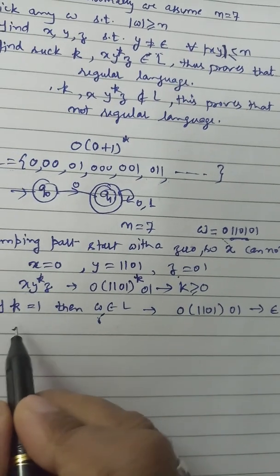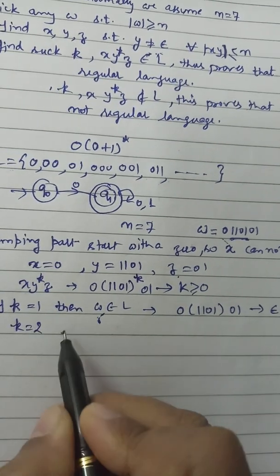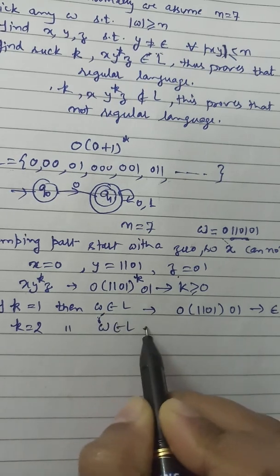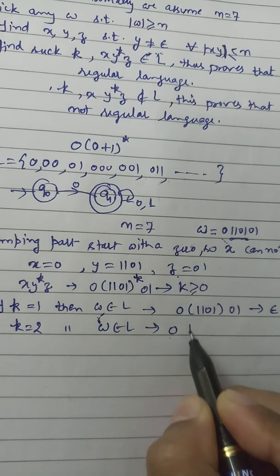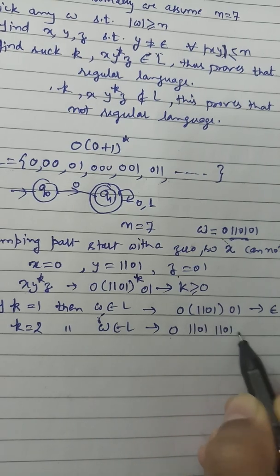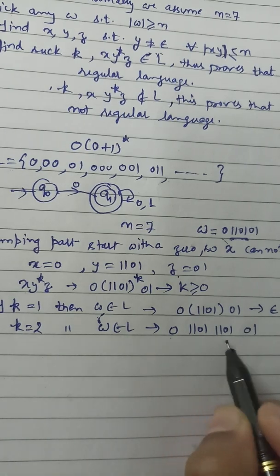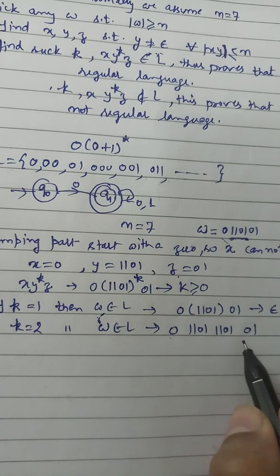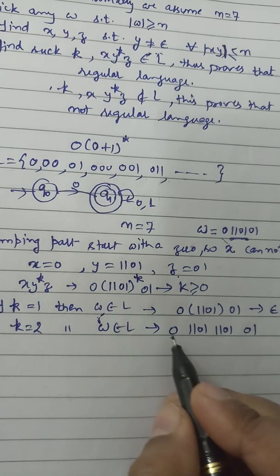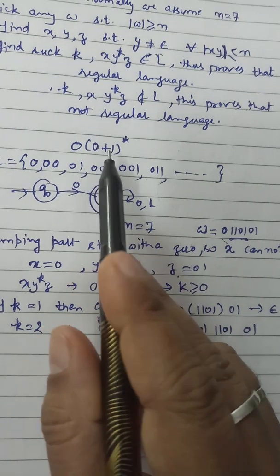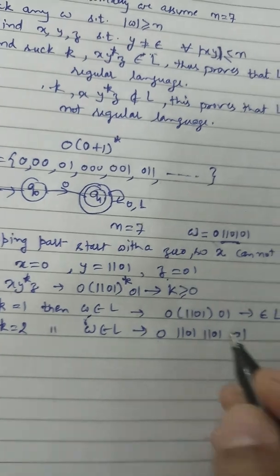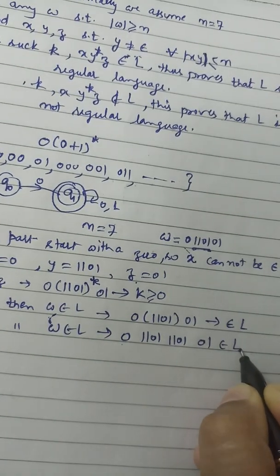And if we take k equal to 2, then does omega belong to that language or not? Let's check. Then what will the string be? 0, then 1101 twice, that is y to the power k with k equal to 2, and 01, that is z. Obviously this also belongs to L, because the start will be 0 and the rest can be anything, because it is 0(0+1)*. It will be any combination of 0 1. So definitely this will also belong to that language.